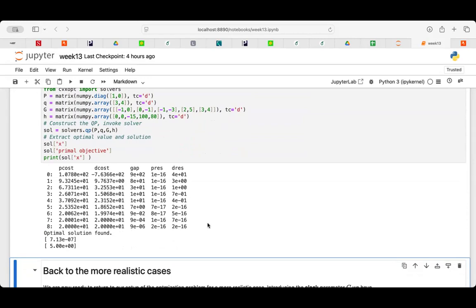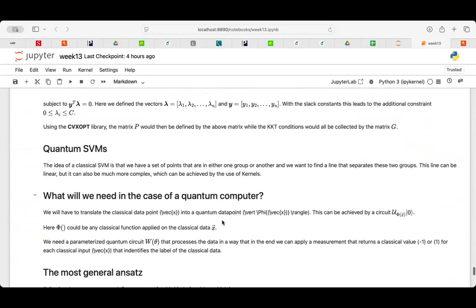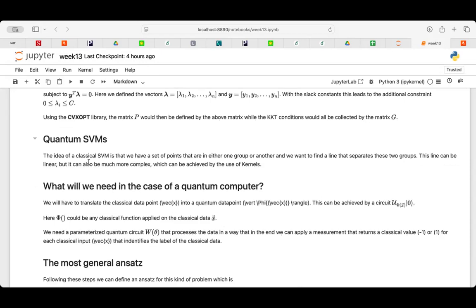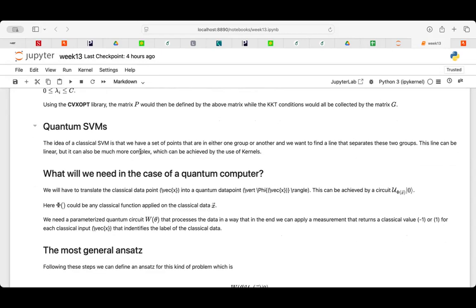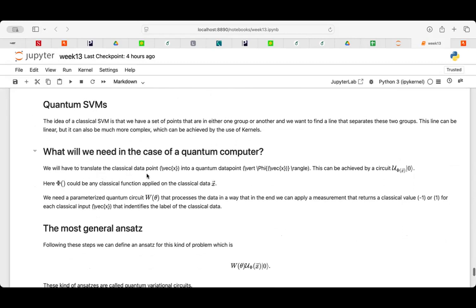So to anticipate a little bit what is going to come here is the quantum support vector machines. So the idea of a classical support vector machine is that we have a set of points that are in either one group or another one. And we want to find a line that separates these two groups. And this line can be linear, but it can also be much more complex, which can be achieved by the use of these kernels. We will have to translate the classical data points into a quantum data point. And this can be achieved by a circuit, which we will discuss next week.